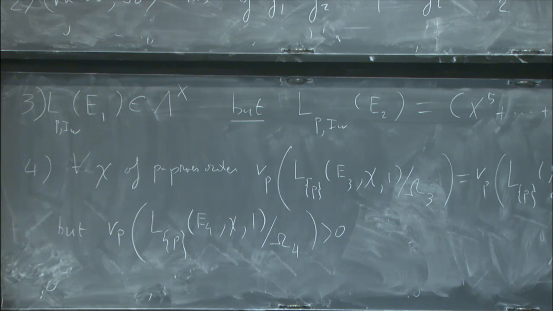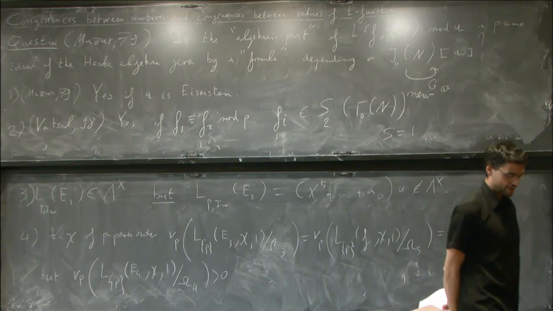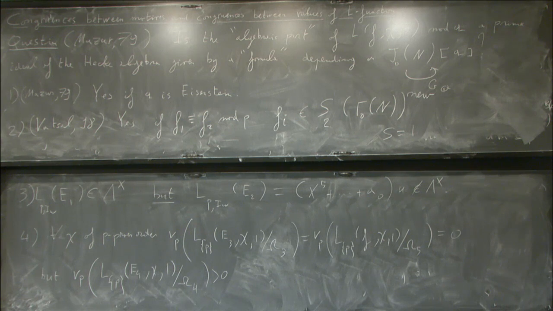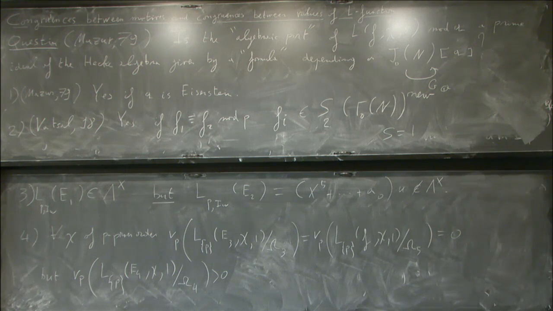If there is such a formula, so Mazur was wise to put scare quotes around formula because the most naive type of formula cannot work. So the question becomes, could we have predicted this and can we explain this? And the answer is yes.